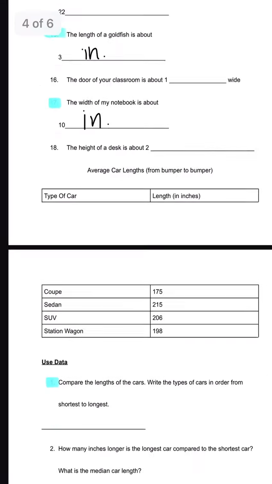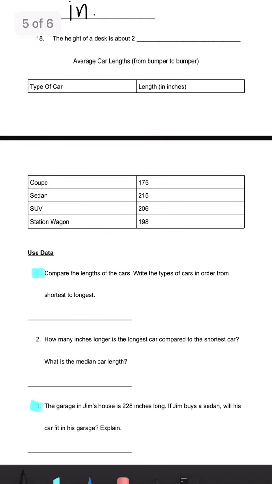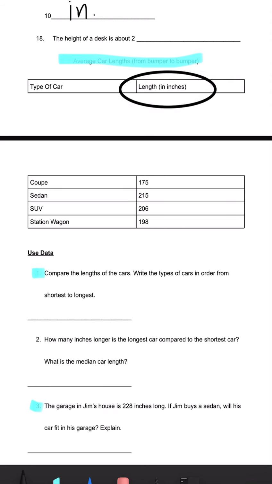Okay, let's move to the last page. We're going to use this key that says average car lengths from bumper to bumper. Number 1, compare the lengths of the cars. Write the type of cars in order from shortest to longest. Now, as you can see in the key, it's given you the lengths in all inches. So all you have to do is compare what is the smallest number to the largest number.